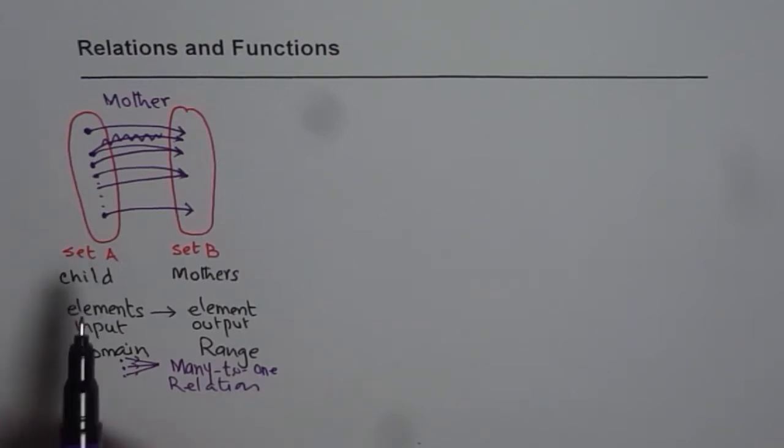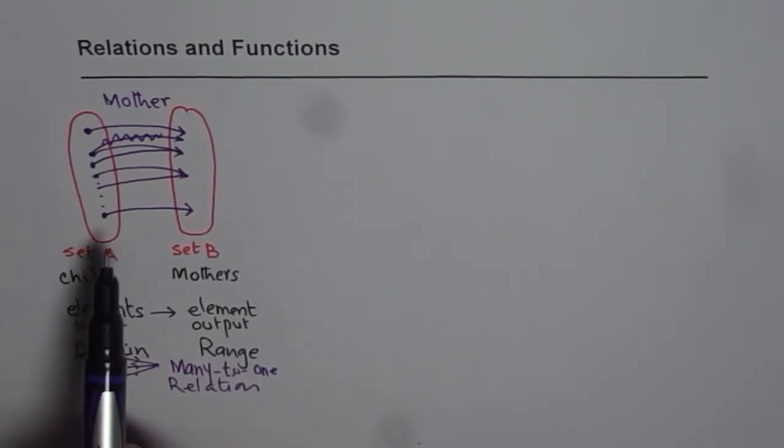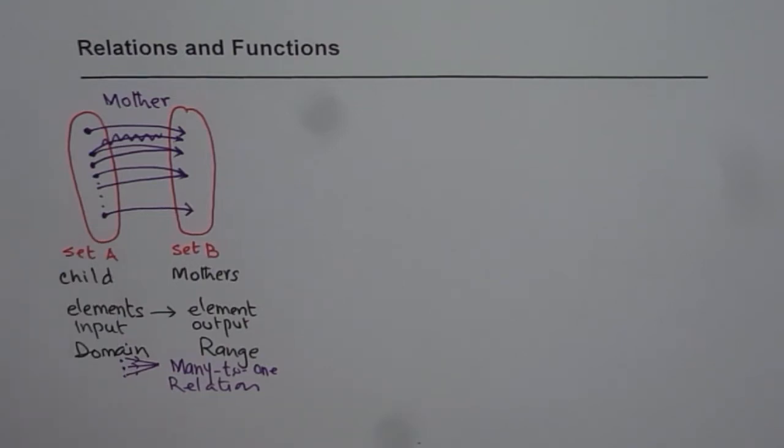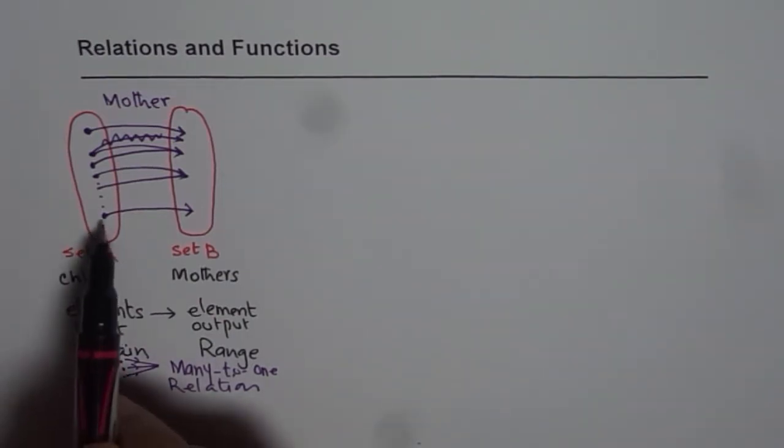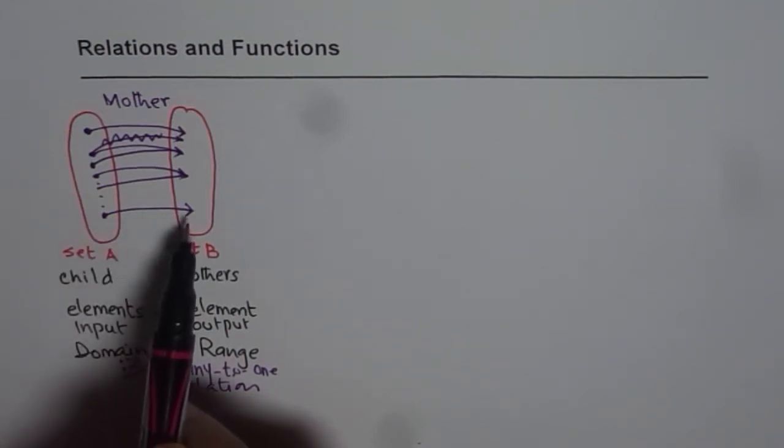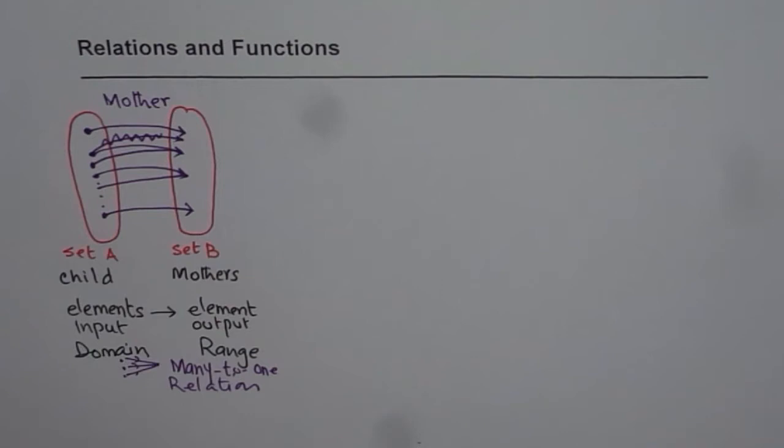Now the important thing here is, if I say that my mother is an excellent cook, you understand for whom I'm talking, right? My mother is unique. Now that is what we call as a function. So function is the one in which every element is associated with just one element on the other side. Many could be associated with one. In that case we'll say it is a function.